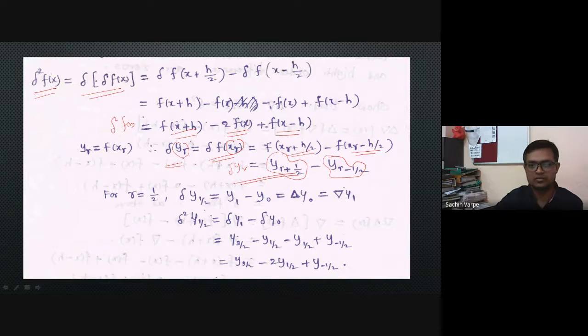Clear? So delta of y half is y1 minus y naught. And that is nothing but what? y1 minus y naught is what? Capital delta of y naught. So here we get the relation between small delta and capital delta, that small delta of y half is nothing but capital delta of y naught, and that is nothing but what? Ulta delta, that is del of y1, right? This is a relation.